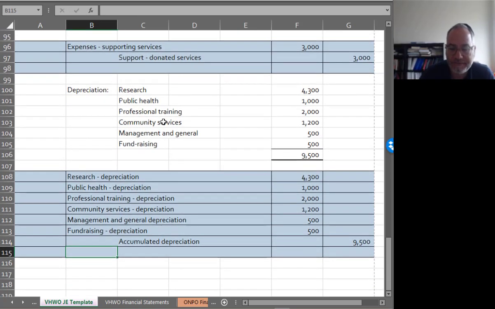So there you go. That's voluntary health and welfare organizations. And next we're going to go to other not-for-profit organizations. And today the distinction between other not-for-profit and voluntary health and welfare is not that significant.